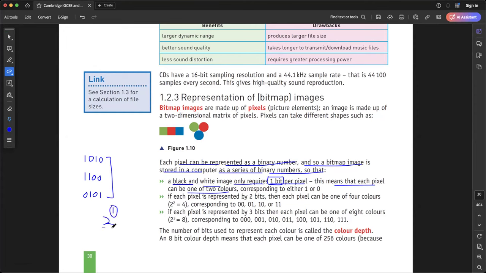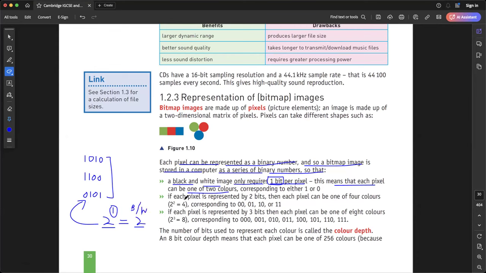And why do we use 2? Tell me why we use 2. Because our data is in binary. Binary means base 2 numbers. Very good. Okay, 2 to the power 1 is what? 2. So 2 means how many colors do we have? Only black and white.